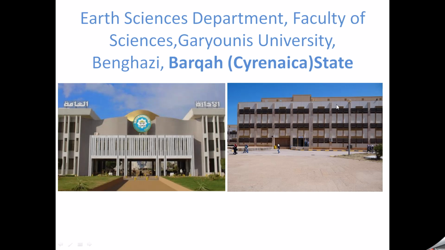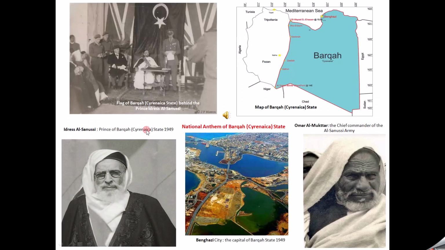This is the Department of Earth Sciences at Yunus University, and this is the main entrance of Yunus University. This is the Prince of Cyrenaica State, Idris Sanusi, the founder of Yunus University. And here is the flag of Cyrenaica State behind Prince Idris. And this is the chief commander of the Sanusi army, Omar al-Mukhtar.